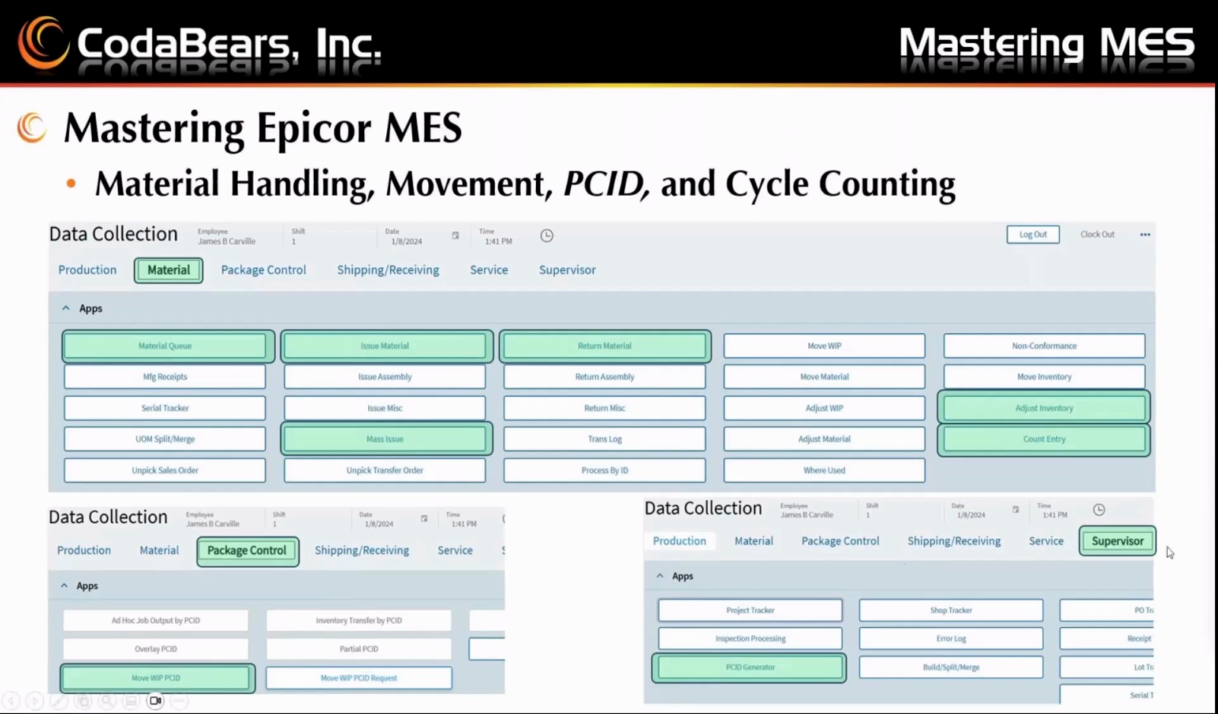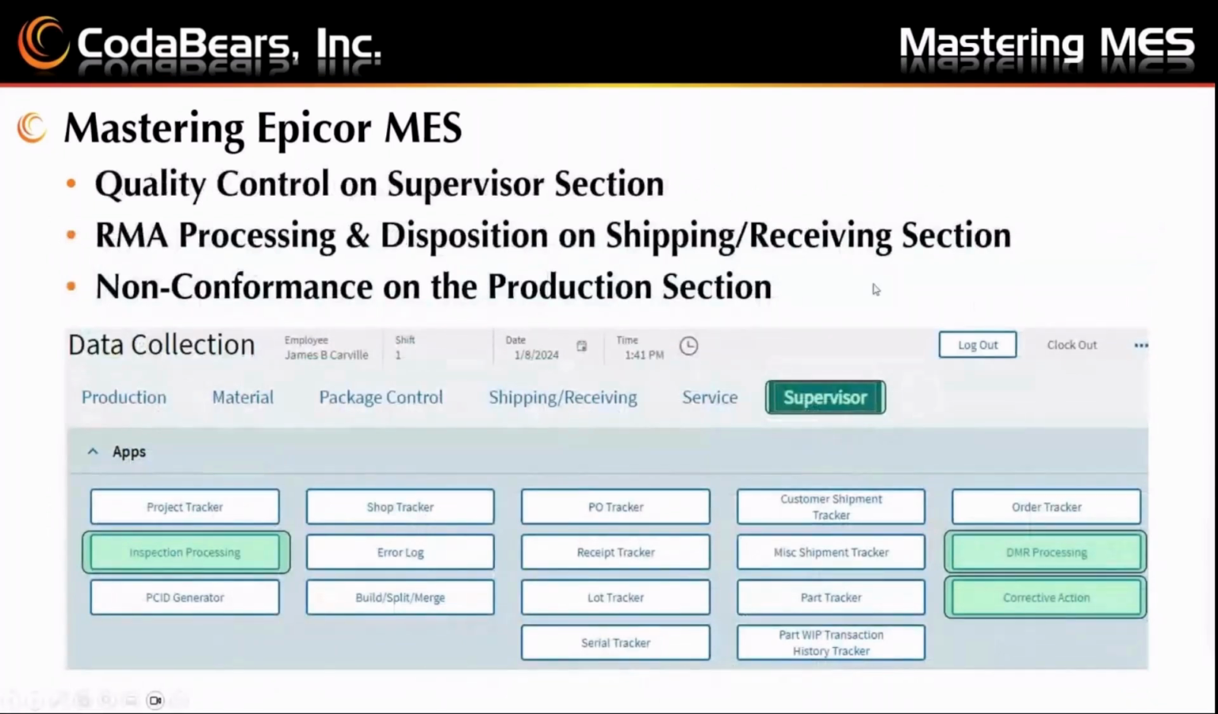Data collection. I can go to the supervisor tab, and the supervisor has pretty much everything, but the supervisor is who generates the PCID, not the material handler. Quality control is also on the supervisor tab. I've got my inspection processing, my DMR, and my corrective action here. Nonconformance was back on the production operator screen. All of the other trackers are right here, including that shop tracker. So I will see supervisors right here.